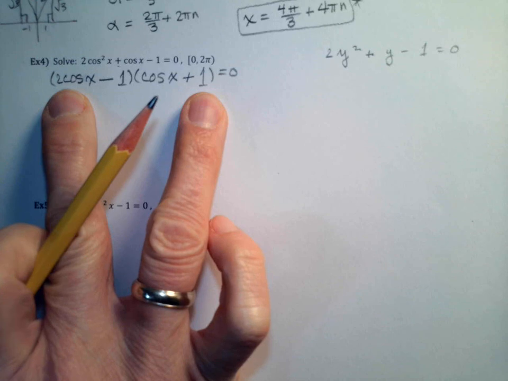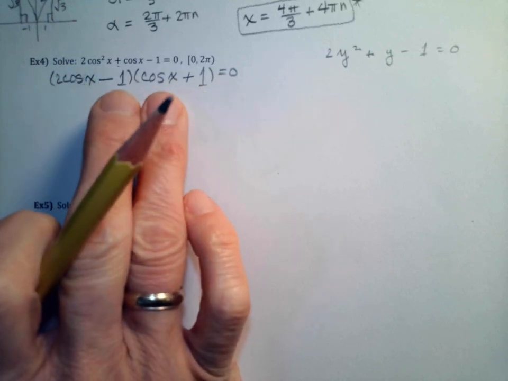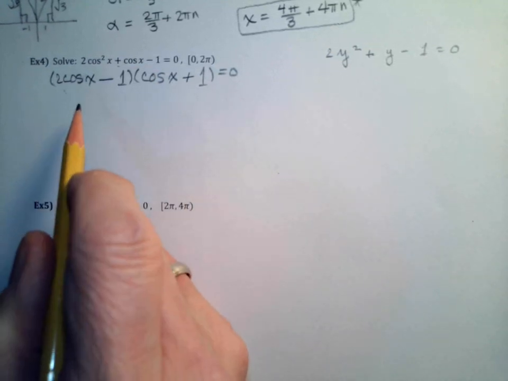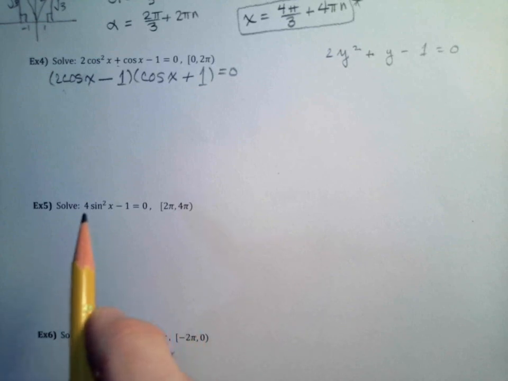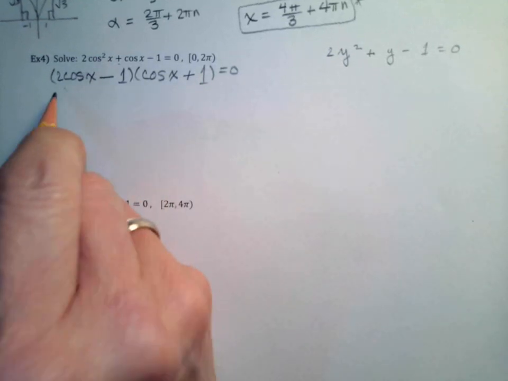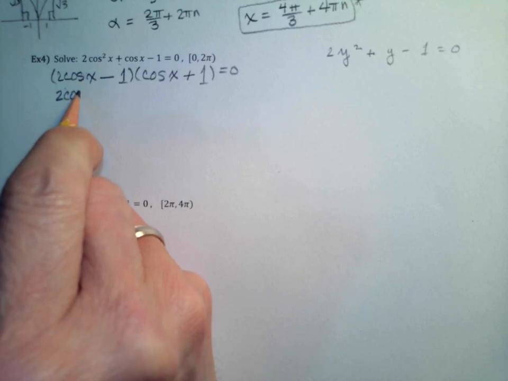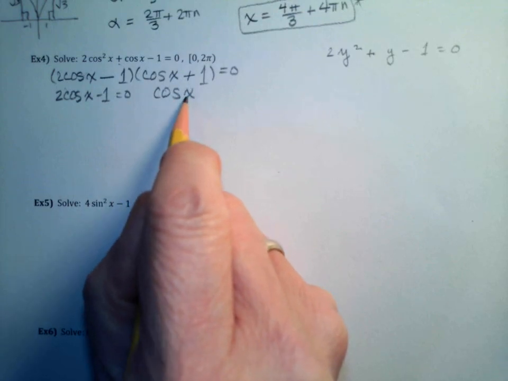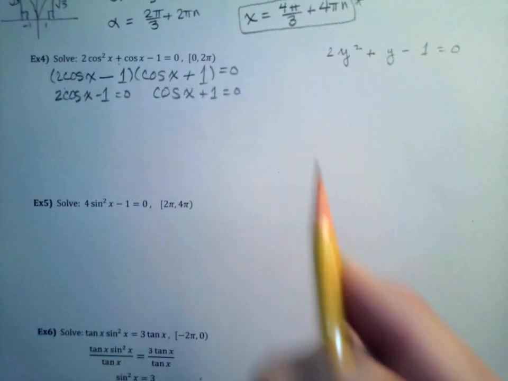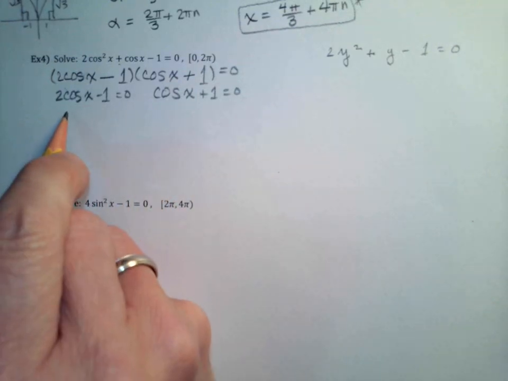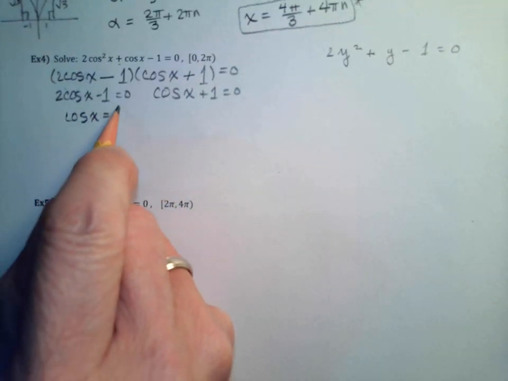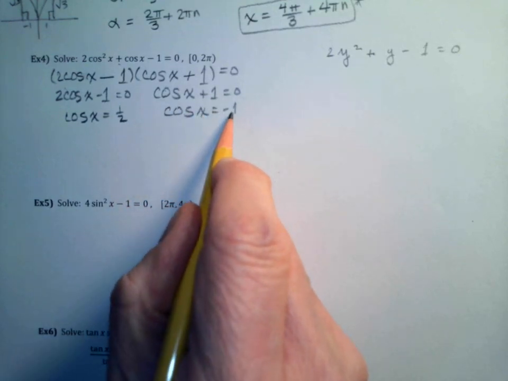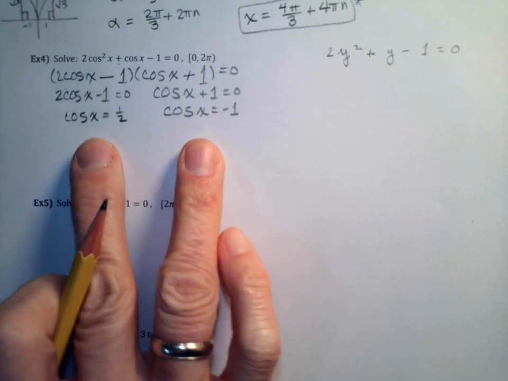That would be a positive 2 cosine x minus 1 cosine x gives us a positive cosine x. So that seems to work. And so now, like we would in algebra, we take both of those binomials and set them equal to 0. So we have 2 cosine x minus 1 equals 0, and cosine x plus 1 equals 0. And so cosine of x equals 1/2, and cosine x equals negative 1. And then we just want to solve these two.